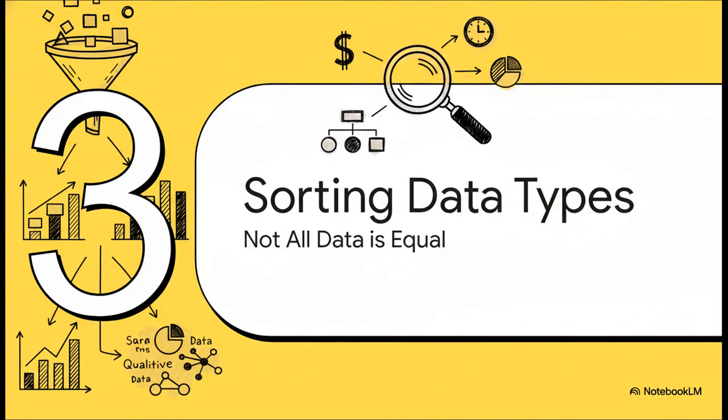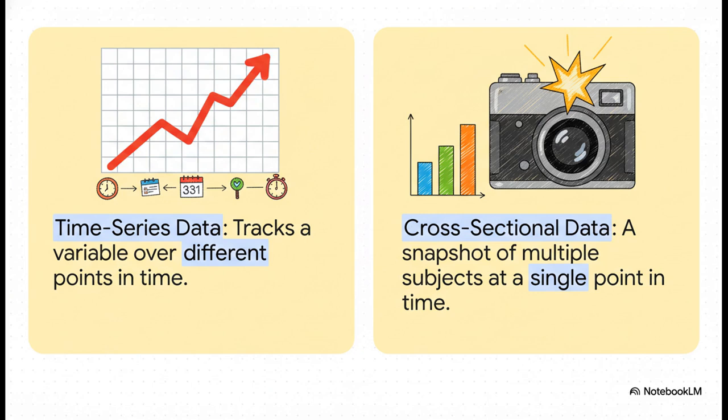So we've got our hands on the data. Now what? Well, we can't just throw it all into one big pile. We have to sort it. And trust me, understanding the kind of data you're working with is absolutely critical because it literally dictates what you can and can't do with it later. Let's start with the 2 big ones you'll see everywhere. First is time series data. Think of this like watching a movie of a single character. You're tracking one thing over time, like a company's stock price every day for a year.